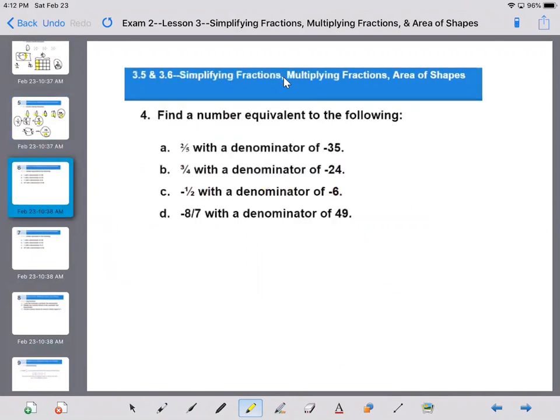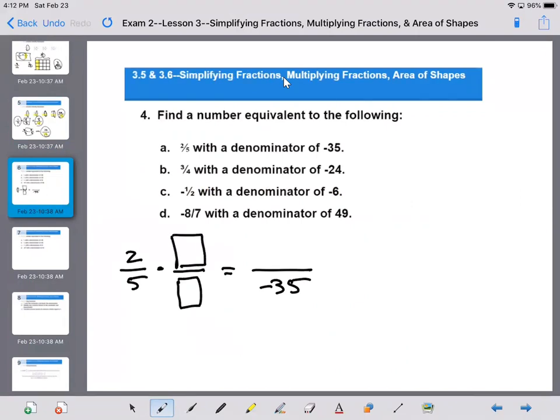So let's look at a different approach where we've got 2/5, and I want to know what I'm going to multiply by to get negative 35 in the denominator. Well, 5 times something to get negative 35, well, that has to be negative 7. So that would be negative 14 divided by negative 35, which is the same as 14/35. So 2/5 is equivalent to 14/35.